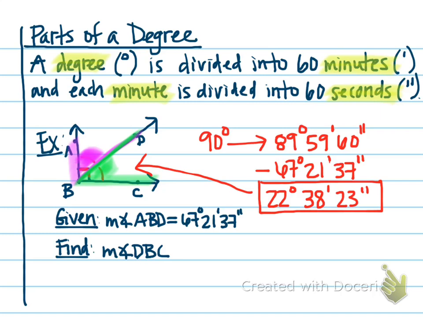Now what you've got to make sure here is you're going to look at the three parts. This one looks good. If the seconds were 60 or more, you would want to get rid of 60 of those seconds and bump it up to the minutes, so you would add one to the minutes column. Same thing there. If you have 60 or more minutes in the second column, you would want to take out 60, bump it up to the degrees, and just add one to the degrees. So we can do an example like that in class if you'd like.